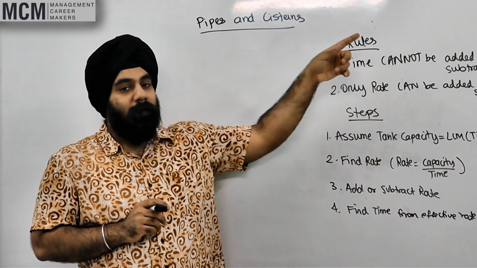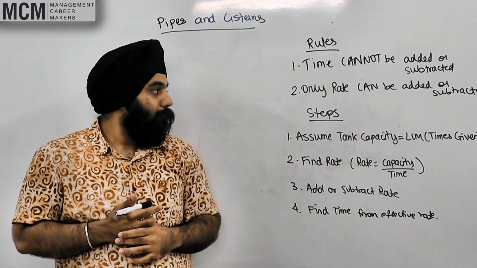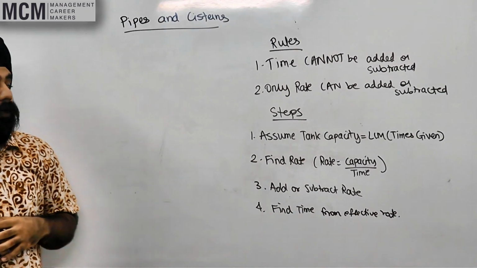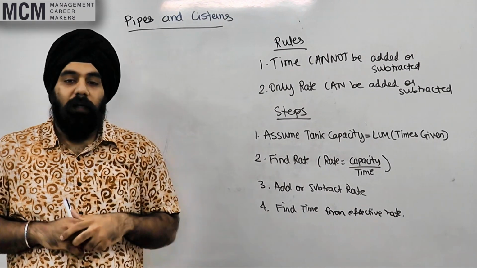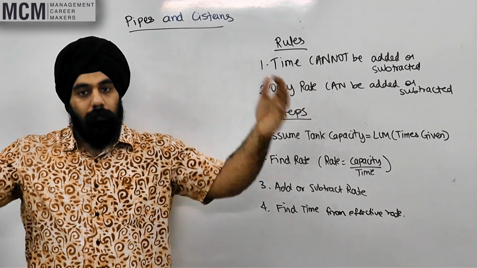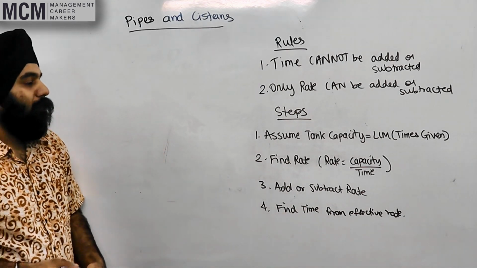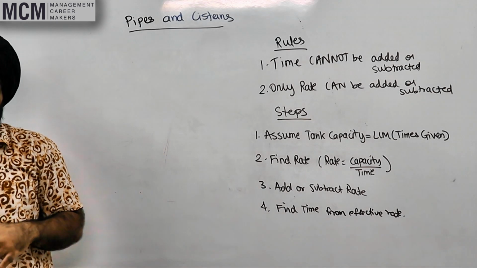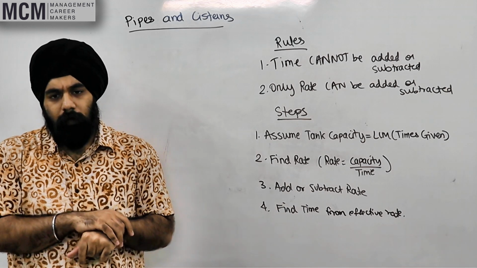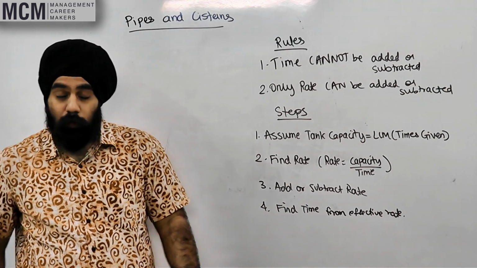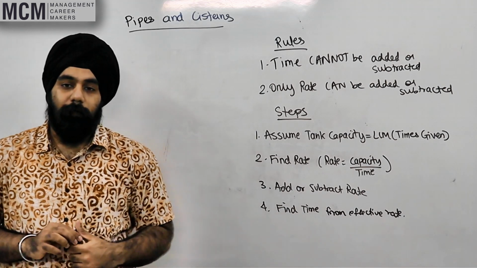One was that time cannot be added or subtracted, and only rate could be added and subtracted. When we did men and work, we assumed that the people in the question were building a wall. For example, A can take 5 hours to do a piece of work and B can take 4 hours to do a piece of work. How much time would they take to do the piece of work together?